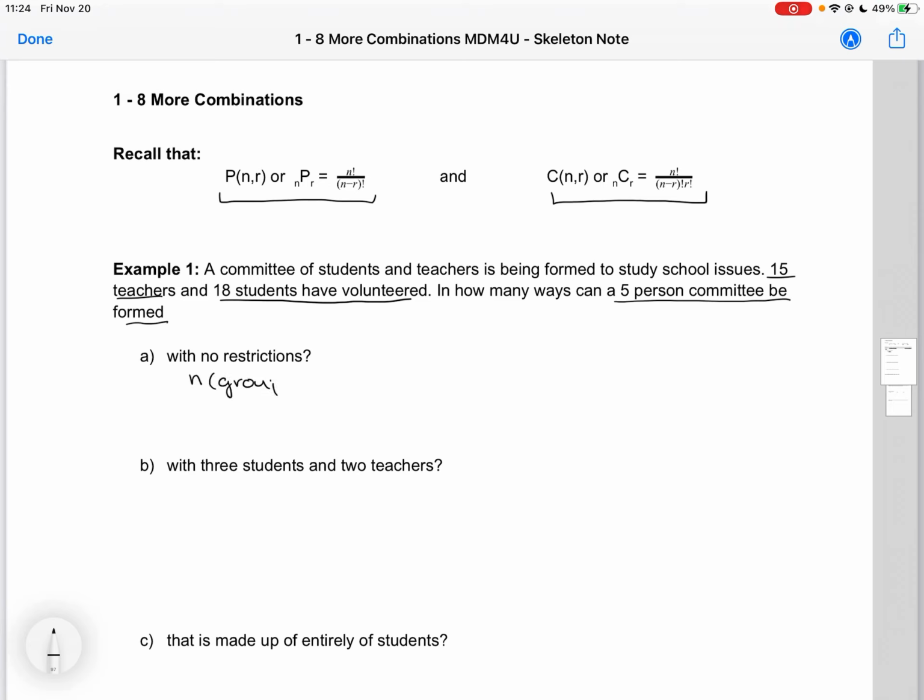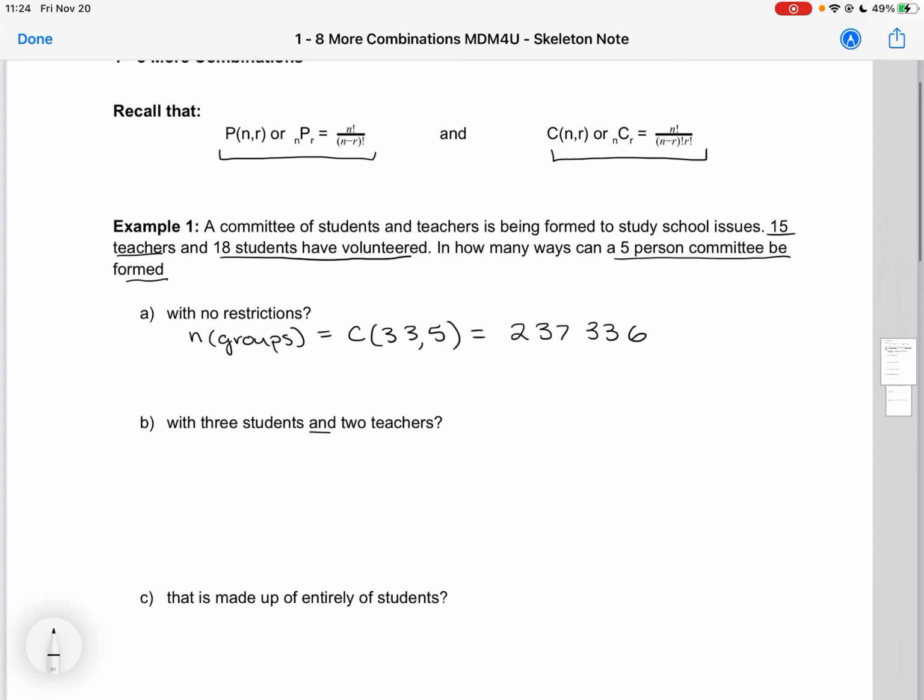So our number of groups, we'll call it n total. Now the order doesn't matter here, so we're going to use our combinations. Evaluating that on your calculator will give you 237,336 possibilities.